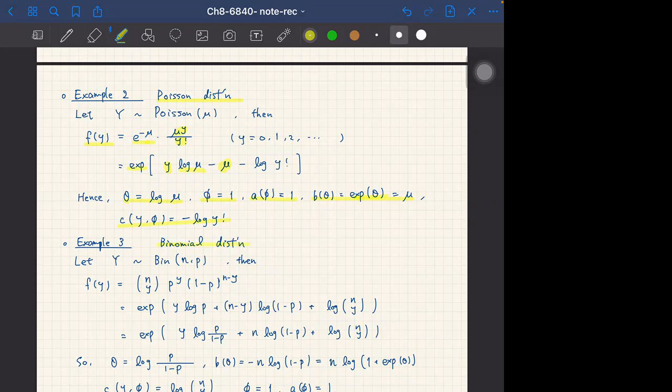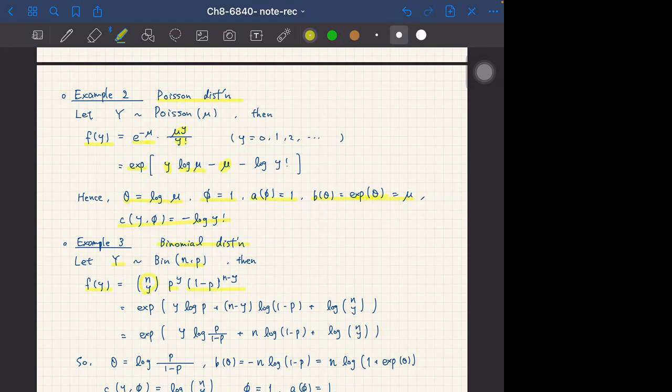And another example, the binomial distribution. Suppose that y follows binomial(n, p). The textbook uses mu, but here I use p, because the textbook uses mu as the expectation of y, and here the expectation of y is n times p, the number of trials times the probability. So I put p here. And the probability mass function is n choose y times p to the power y times 1 minus p to the power n minus y.